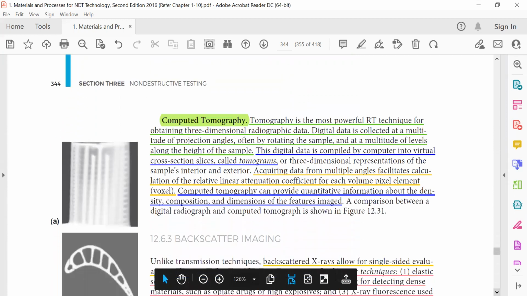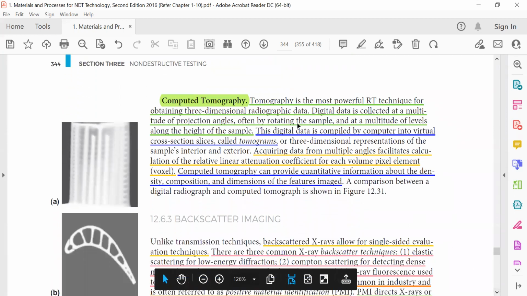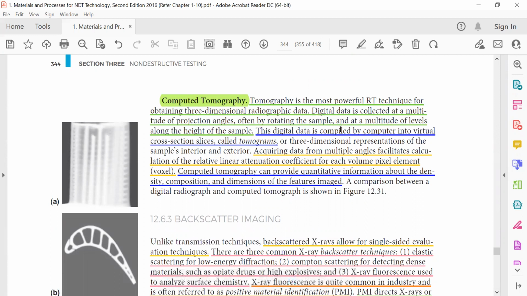Computed tomography. Tomography is the most powerful RT technique for obtaining three-dimensional radiographic data. Digital data is collected at a multitude of projection angles, often by rotating the sample, and at a multitude of levels along the height of the sample. The digital data is compiled by computer into virtual cross-section slices called tomographs, a three-dimensional representation of the sample interior and exterior.